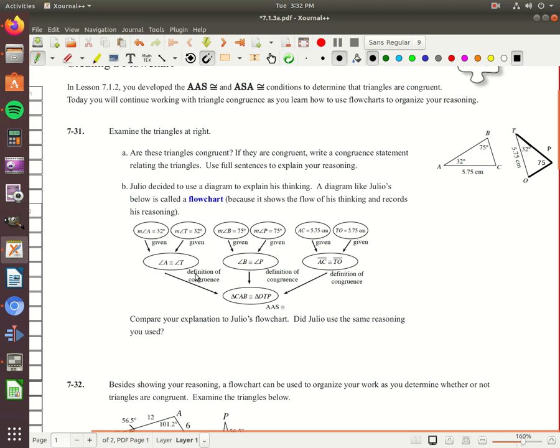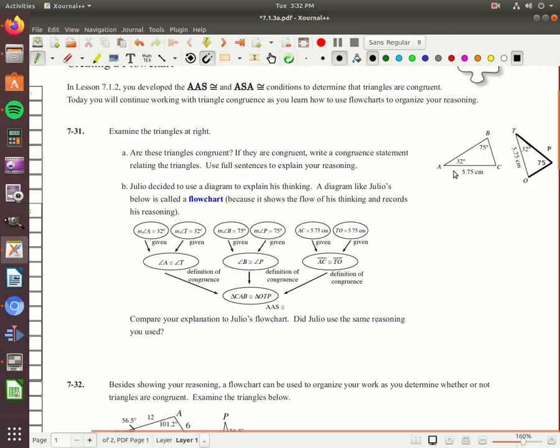Actually, this should be like reflexive. No, I'm sorry, not reflexive. The transitive property. But we're not going to go into that too much right now. But the bottom line is we know if two things are equal to the same thing, then they must be equal to each other. The same thing with B is 75 and P is 75. We know that was given, and if they're equal to each other, then those angles must be the same. Could also be substitution, really.